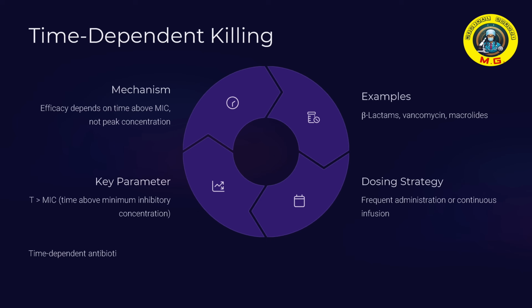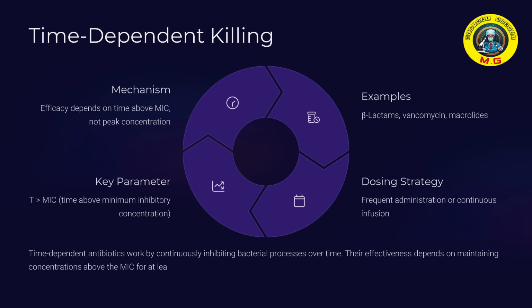These antibiotics do not rely on high peak concentrations for their effectiveness. Instead, maintaining a steady concentration above the MIC is critical. Examples of time-dependent antibiotics are, first, beta lactams including penicillins, cephalosporins and carbapenems. These inhibit bacterial cell wall synthesis by targeting penicillin binding proteins. Their bactericidal activity depends on maintaining concentrations above the MIC for a significant portion of the dosing interval.